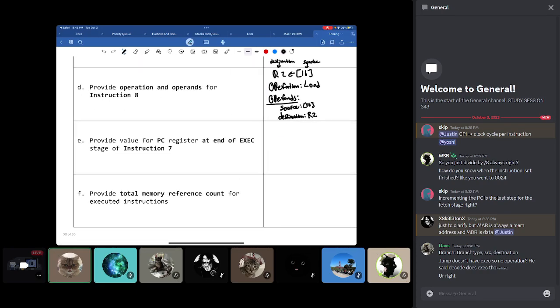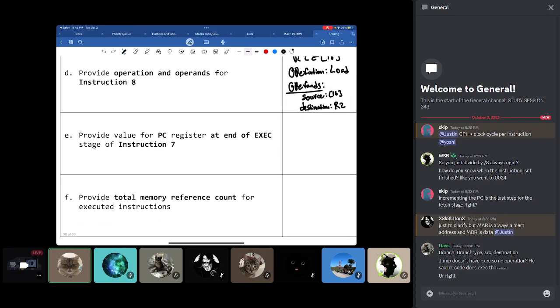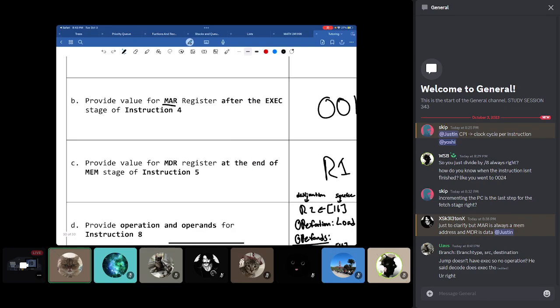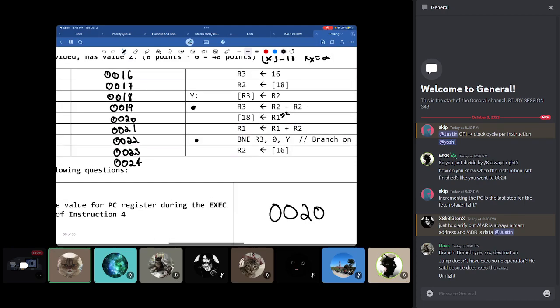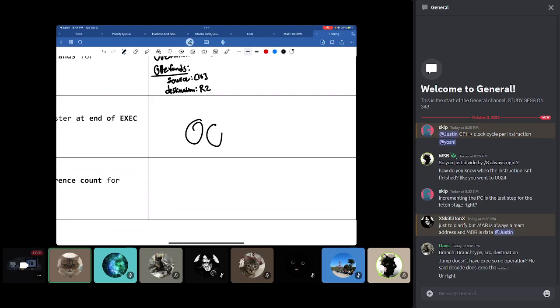It says provide the value for the PC register at the end of the exec stage, meaning that fetch has already been run. And inside of fetch, PC is incremented to the next instruction. Since we're not going to label Y, PC is still pointing to the next instruction, and that next instruction is 0023. So your answer would be 0023.